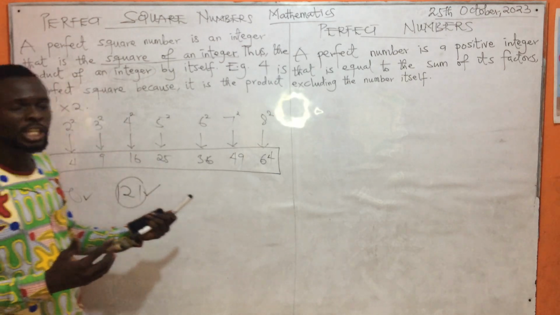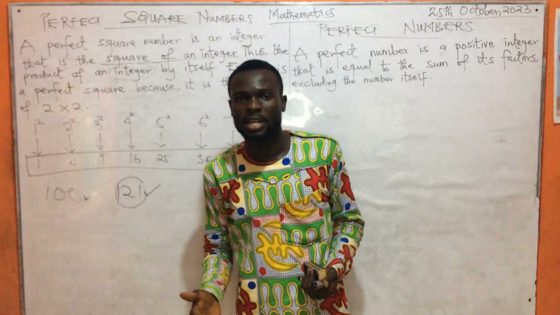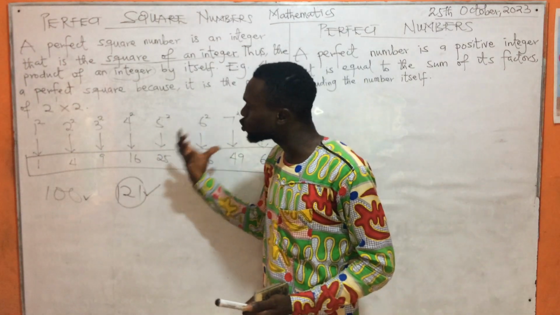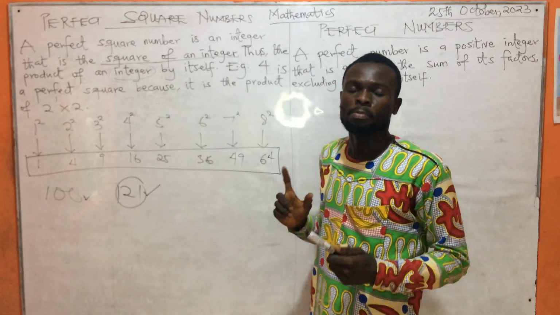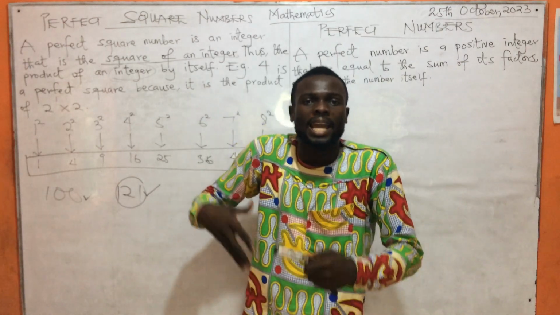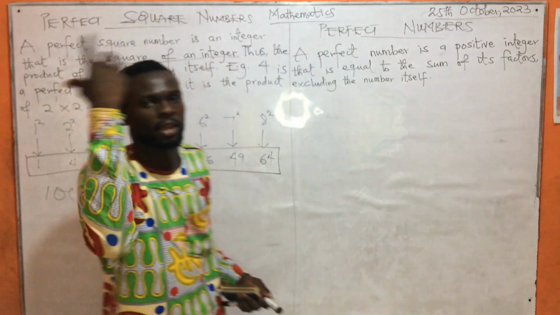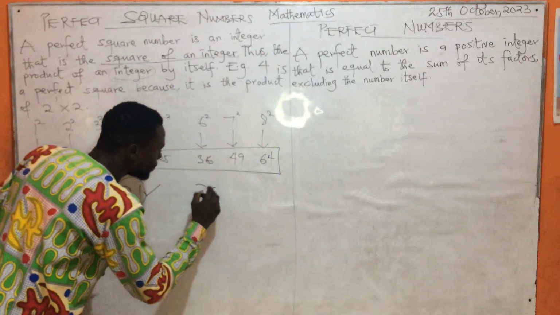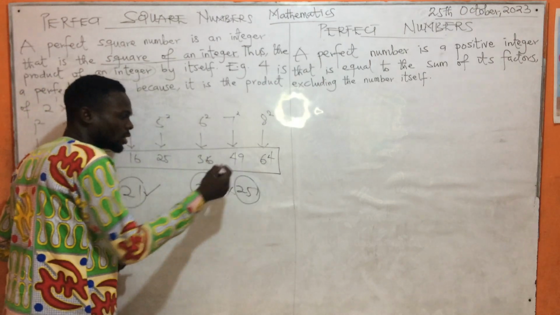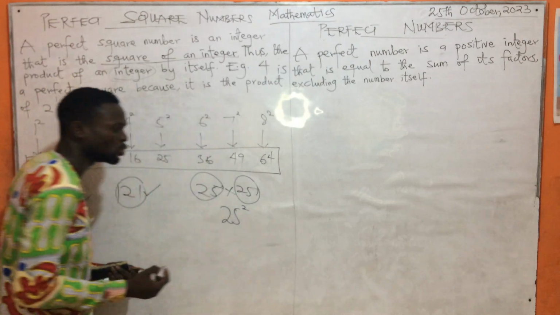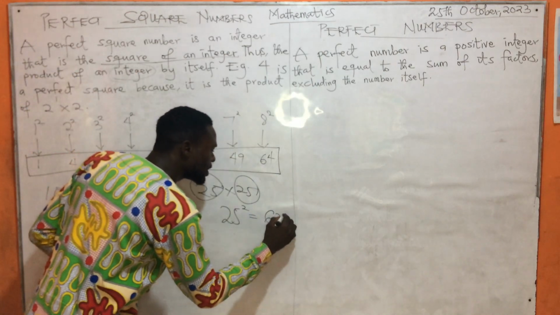So we can now differentiate a perfect square number from any other number being asked. Know that a perfect square number is a number that is the square of an integer. Meaning if you multiply a number by itself, what you get is what we call a perfect square. So if I have 25 times 25, since I am multiplying 25 by itself, this gives me an expression of 25 squared.